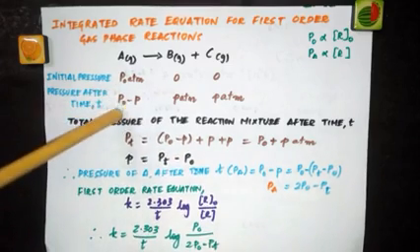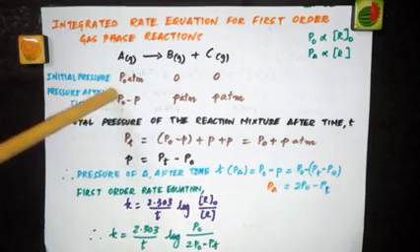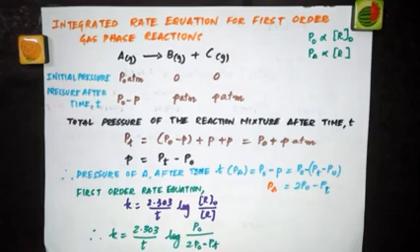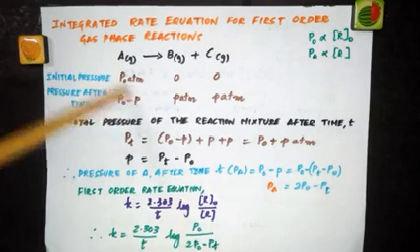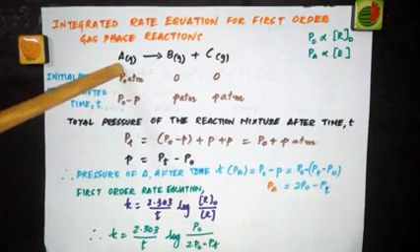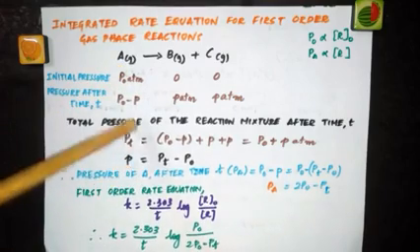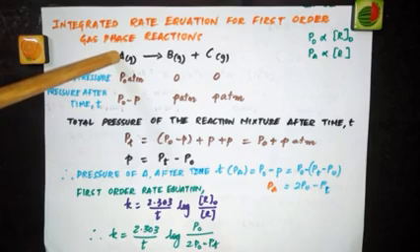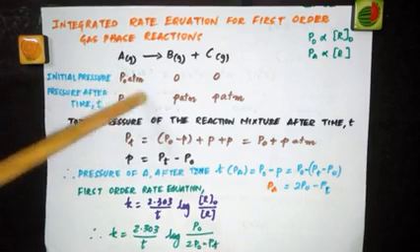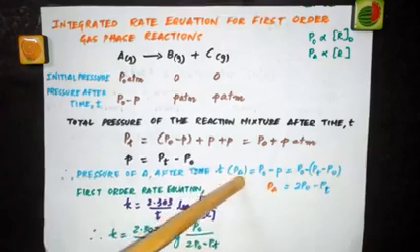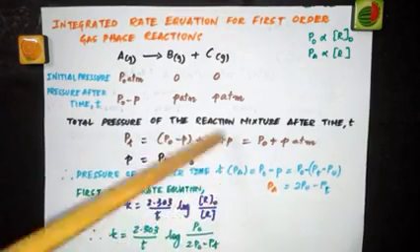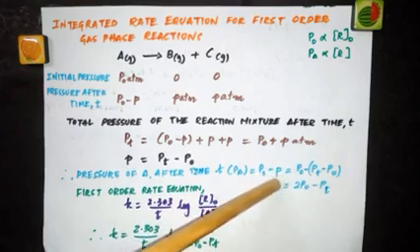Coming back here, what is this P naught minus P? This is the pressure of A after time t. This is the remaining pressure. We started with P naught, small p is decrease. So P naught minus P is the actual pressure of A after some time t. Let's represent this as PA. So PA is nothing but pressure of A after time t. So that is nothing but P naught minus P.